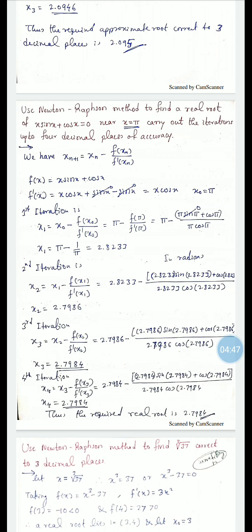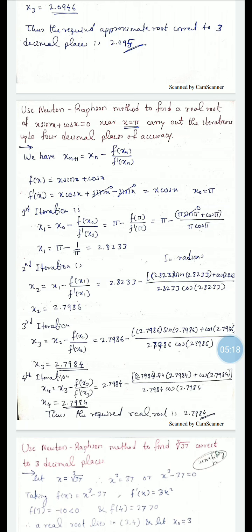Use the second iteration answer for the third iteration as x. So the third iteration is given by x3 is equal to x2 minus f of x2 divided by f dash of x2. So put x2 is equal to 2.7986. So x3 is equal to 2.7986 minus f of 2.7986 divided by f dash of 2.7986. After simplification by using the calculator, we get x3 is equal to 2.7984. Let us do one more iteration, that is the fourth iteration.